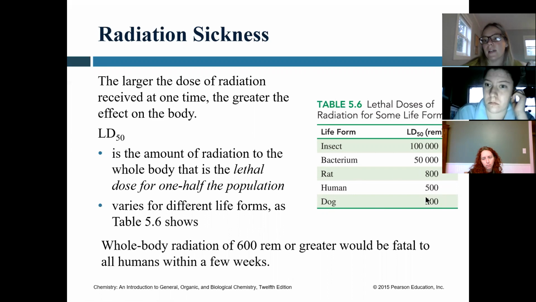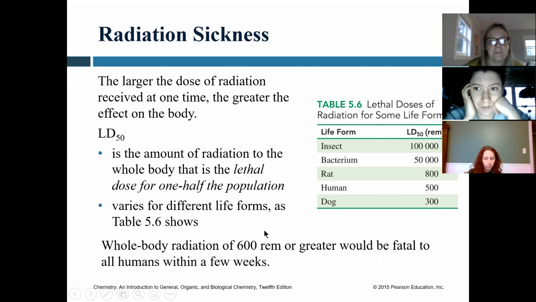Dogs are more sensitive to radiation. They can only experience 300. Rats are less sensitive. And then look at over here, insects, right? Like the cockroaches will rule the world. They can handle a large amount of radiation. Their biological material is just not as sensitive to it. Insects are even better than bacterium.